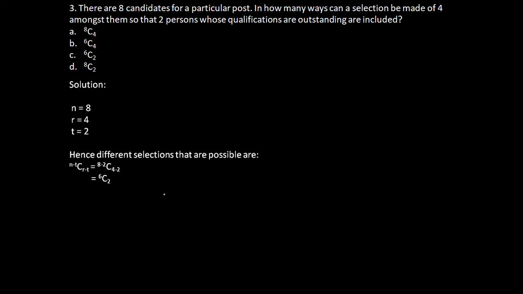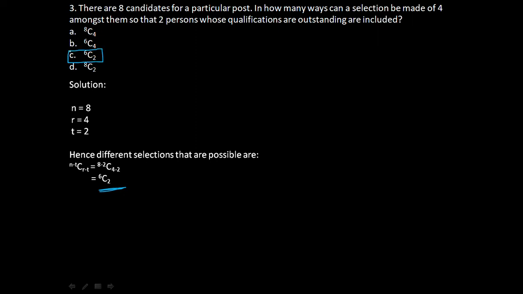Again, the same way, let us try to solve it. We have n equals to 8, r equals to 4, t is equal to 2. But this time we are going to apply the formula. So applying the formula, we get n minus t c r minus t. What is this t? T is those 2 persons who will always be there because of their outstanding qualifications. So our choices remain are no longer 8 but 6. And our selection remains no longer as 4 but as 2. So again the answer comes to 6C2. So this is the answer.